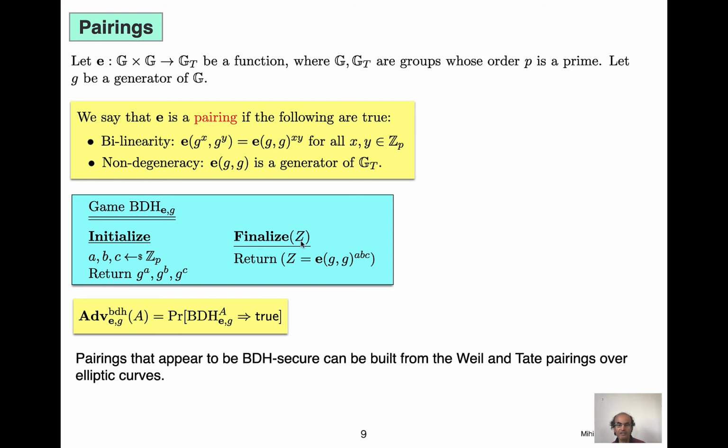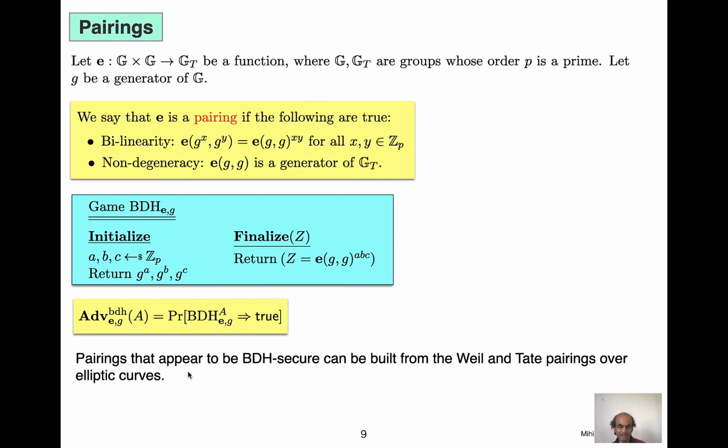What you have to figure out to win is the result of the pairing applied to g and g. That's a publicly known quantity, but it has to be raised to the product of all the three exponents. So you multiply a, b, c, and you have to compute this quantity. And whatever cryptanalytic effort has been put in so far says that we are capable of building groups and pairings where this seems to be a hard problem for an adversary to solve. Okay. The advantage, of course, is the probability that the game returns true when run with the adversary.